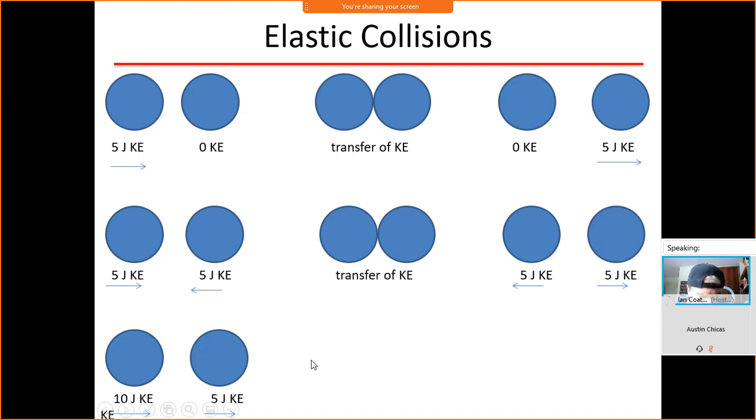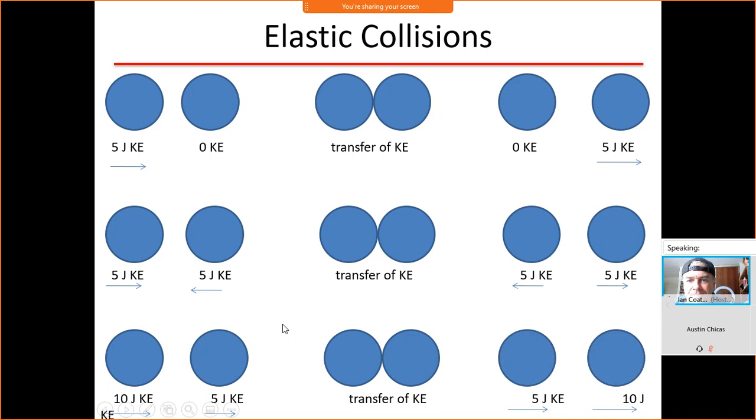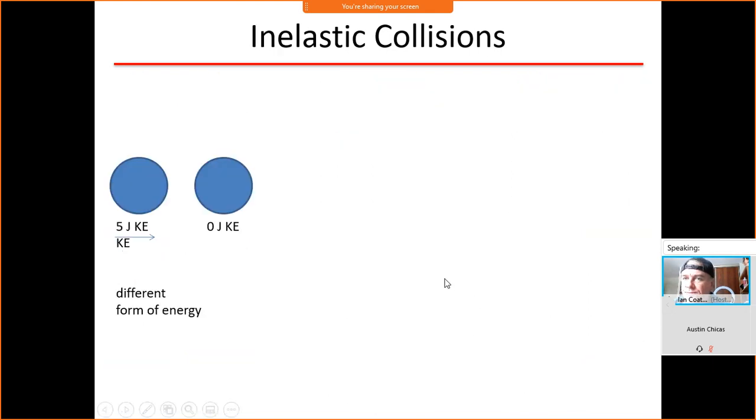I don't know if you guys can see that there at the bottom. Here I got 10 joules and 5 joules, and they're both going in the same direction. Transfer. And you'll see there that the 10 joules was kicked forward and the 5 joules was kicked back. So elastic collisions, there's a complete transfer of energy. 1 + 1 = 2. Everything adds up. Not so for inelastic.